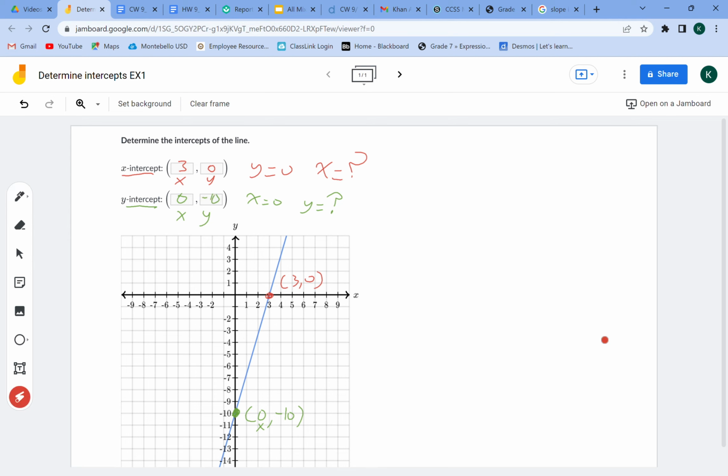But as long as you know that for the y-intercept, x is always 0, so you always have the 0 there. And for the x-intercept, y is equal to 0, so you put it right there. And that's how you determine the intercepts of the line.